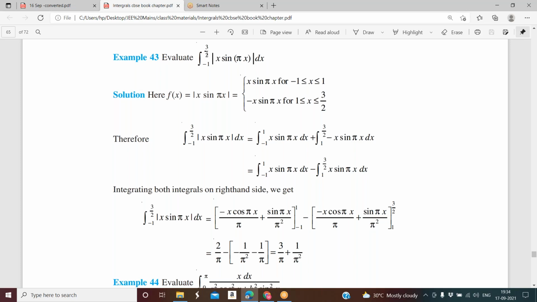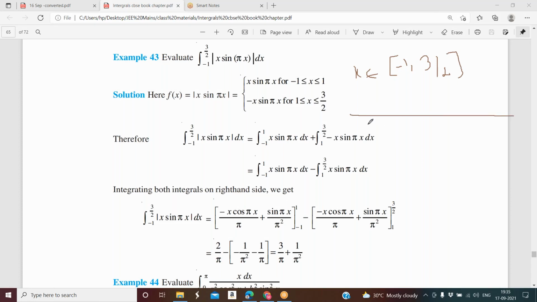If the integrand is in terms of absolute value or modulus, then we need to check whether the given function takes positive values or negative values in the given range. In what intervals it takes positive values and negative values, that we have to check. Here the lower and upper limits are -1 and 3/2. This x belongs to the closed interval -1 comma 3/2.